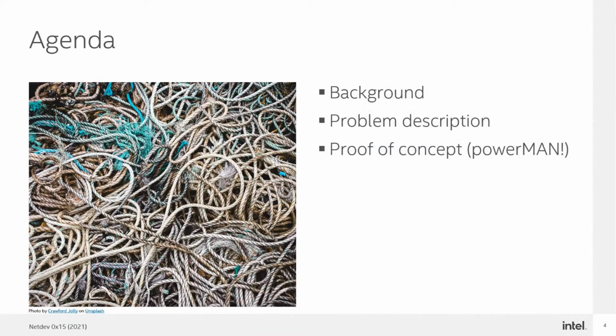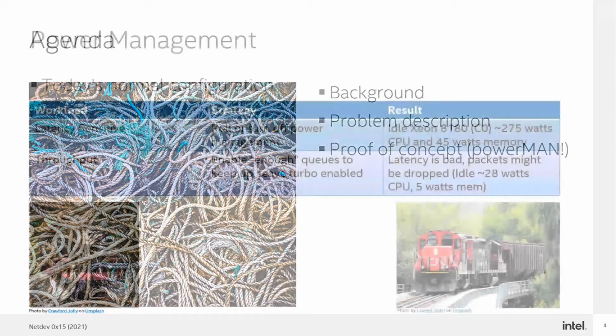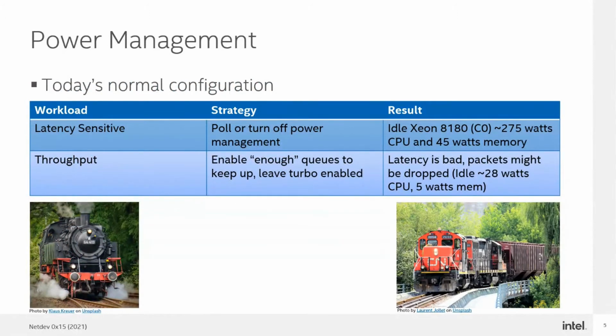Today, we're going to talk to you about a little bit of the background about our presentation, the problem that we were trying to solve, and show you some results from our proof of concept. This problem is related to power management, and to dropped packets and throughput. Today's normal configuration has to do with packet drops and throughput, and then there's also latency.